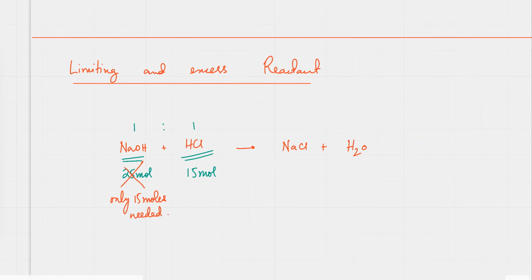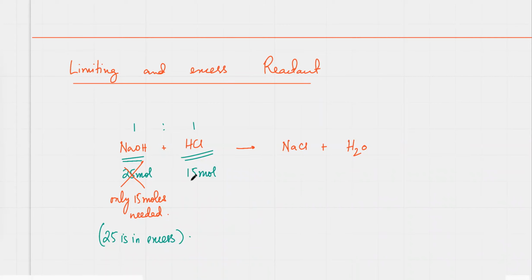Yes, sir. So that means 25 is in excess. By how much? Like how much extra did you add? I mean, you just needed 15, right? 10 moles. Okay, so 10 moles are extra. You didn't need those 10 moles because the equation suggests that one reacts with one. So 15 would react with 15. So you just needed 15 moles. You didn't need 25 moles. 10 are going to be wasted. They're not going to take part in the reaction.